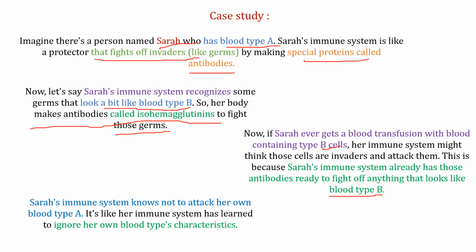Now, here is the twist. Sarah's immune system knows not to attack her own blood type A. It's like her immune system has learned to ignore her own blood type characteristics.